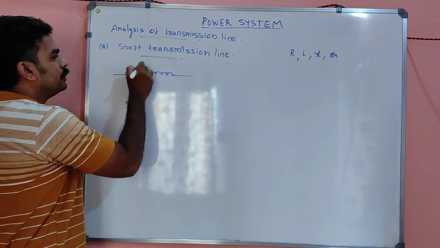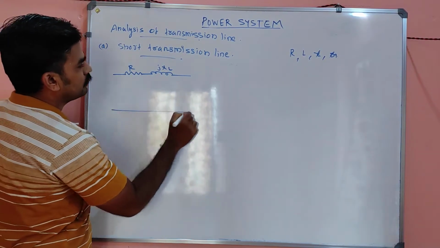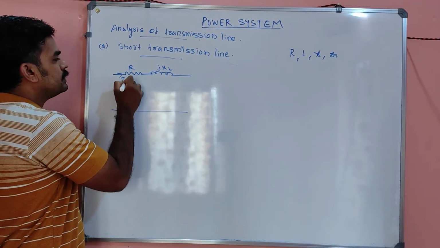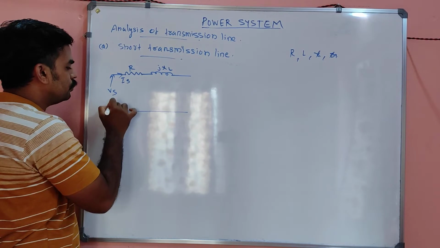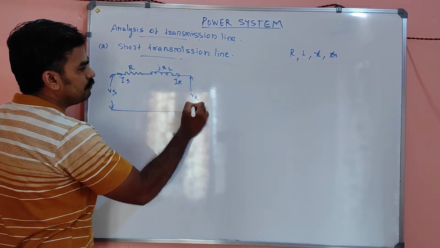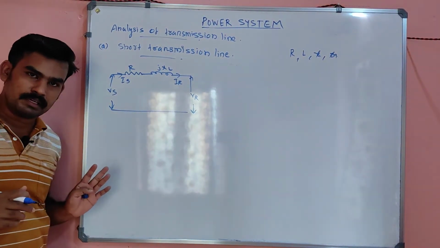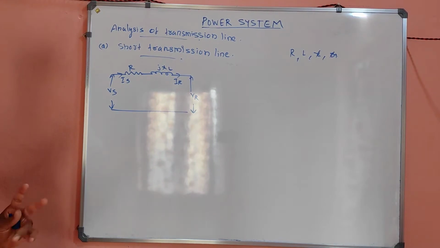So a short transmission line can be represented like just R and jXL, and there will be a sending end current as well as the sending end voltage, and a receiving end current as well as the receiving end voltage. That's all. This is the representation of a short transmission line.